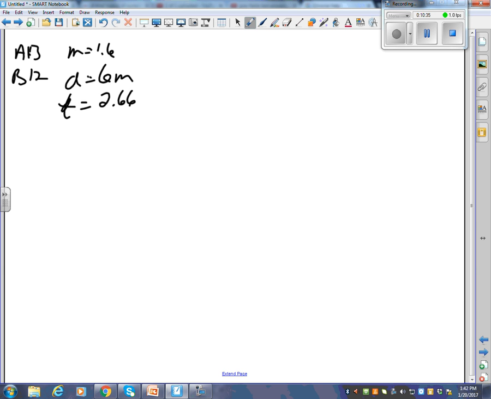Okay? The only thing you can get out of those values, d and t, is the average velocity. And average velocity is distance over time. So that's going to be 6 over 2.66, which is 2.26 meters per second.